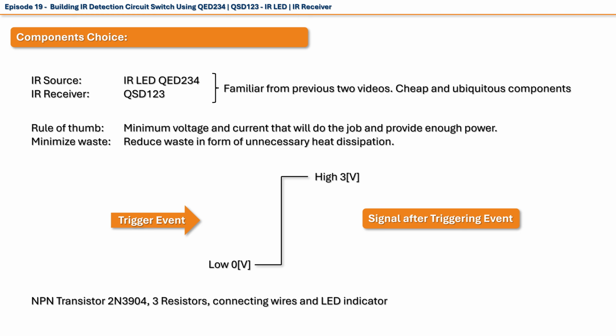As for the signal after a triggering event, we will use a change in voltage from low to high to signal to the rest of the circuit that a triggering event has occurred. In our case, change from low to high means change from 0 to 3 volts. The rest of the components will be a familiar NPN transistor 2N3904, and 3 resistors, one working in tandem with the IR receiver to form a voltage divider circuit, and 2 others for current limiting purposes, connecting wires, and an LED indicator.